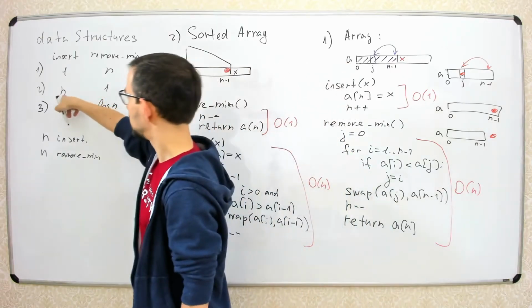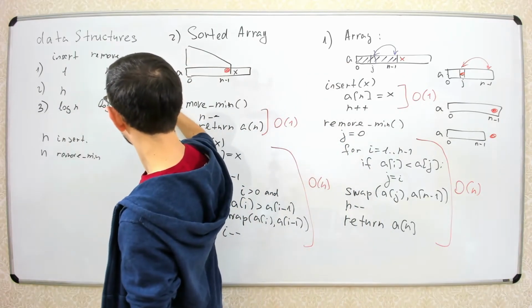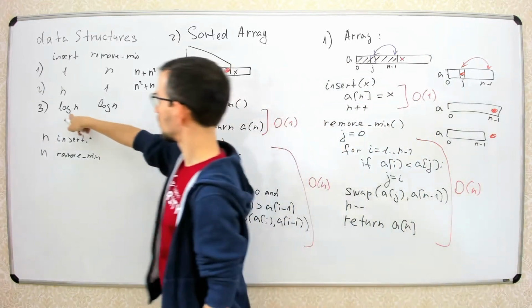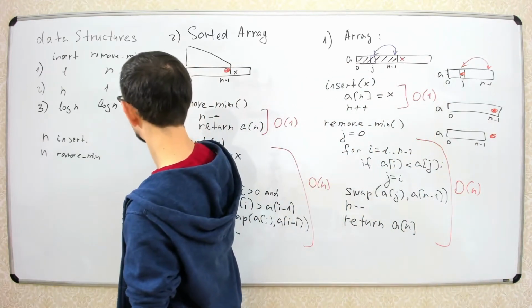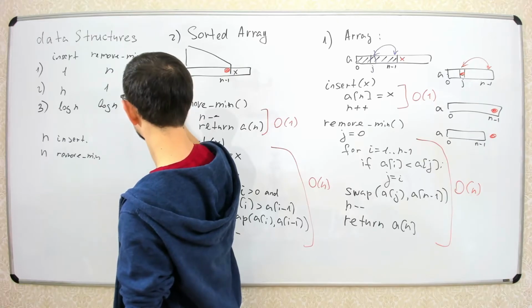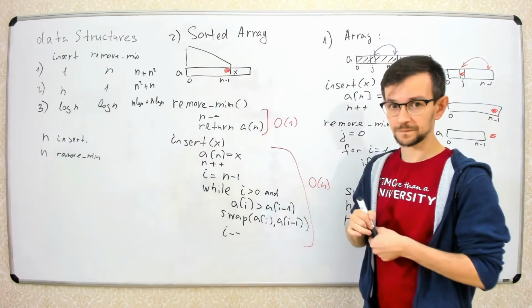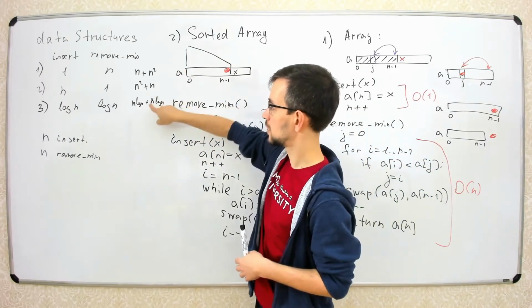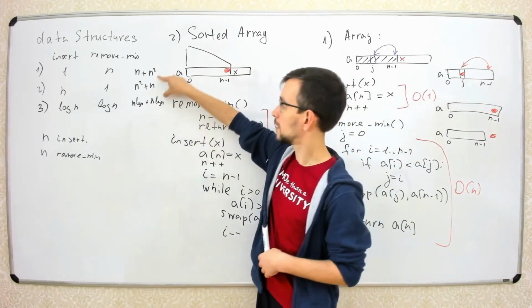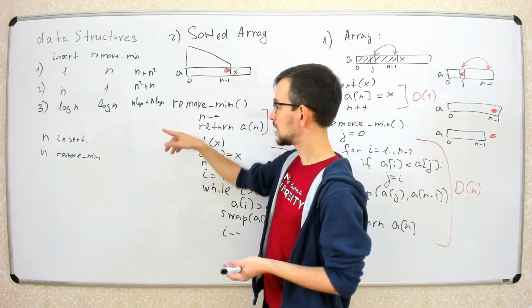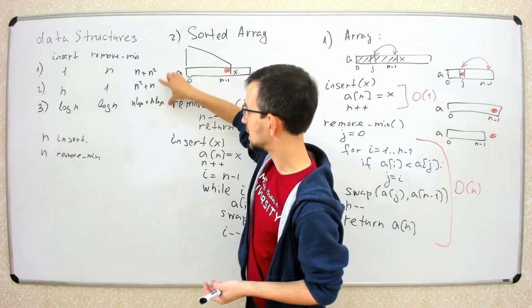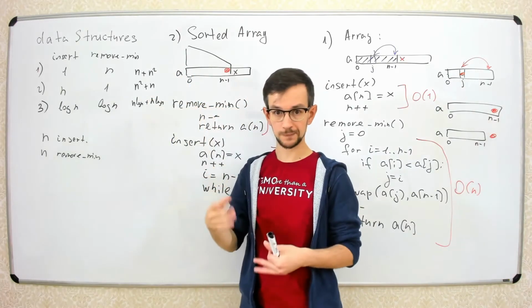And here you have n insertions, so we have n squared here plus n. And here you have n log n plus n log n. And now you see that this data structure is better than this data structure, because here you have n log n time complexity, and here you have n squared time complexity. So if you have this number of operations, you can compare and see which data structure is better.